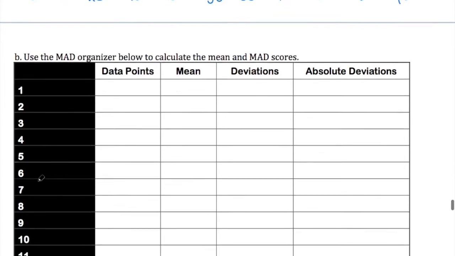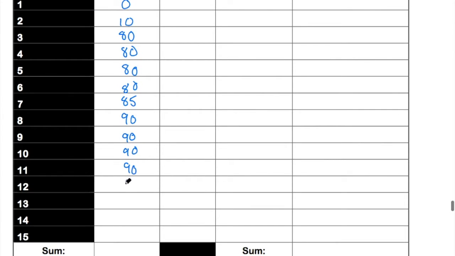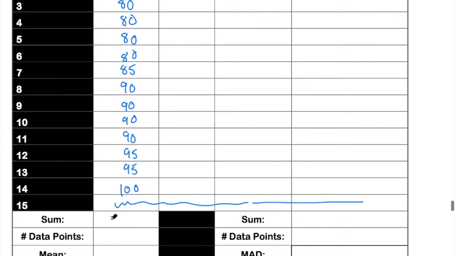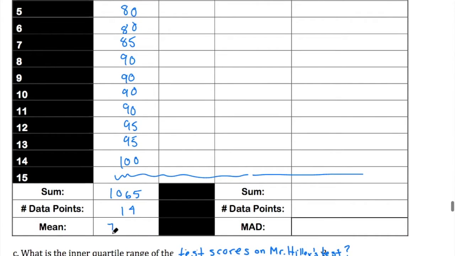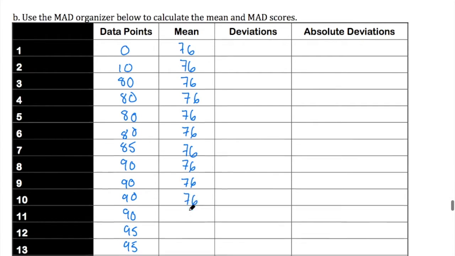Let's go ahead and now calculate the MAD using this organizer here. I'm going to put the points in order. It'll make our calculations in the next step a little bit easier. So 4 80s, an 85, 4 90s, 2 95s, and then 100. I'm going to scratch out this last line just so I'm not confused by it. There's no number there. The sum of these is 1,065, and there are 14 points. So you divide by 14, and we get 76.07. For our MAD calculations, we're just going to put 76. That'll make our deviation calculations a little easier. So filling in 76 for the rest of this column.